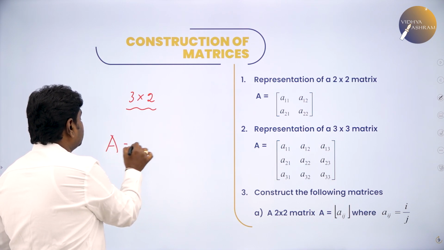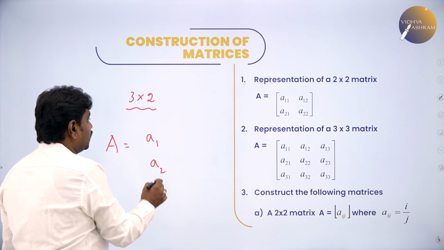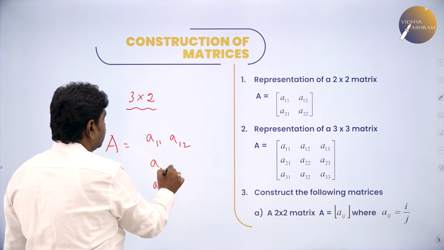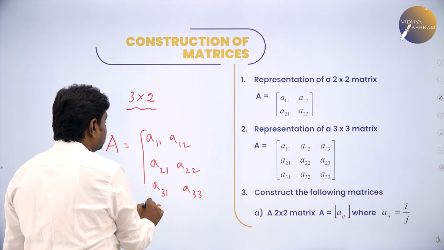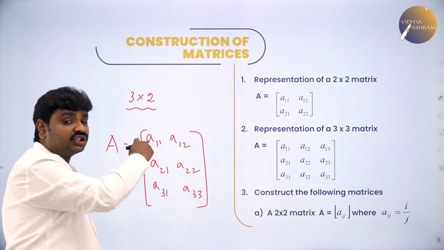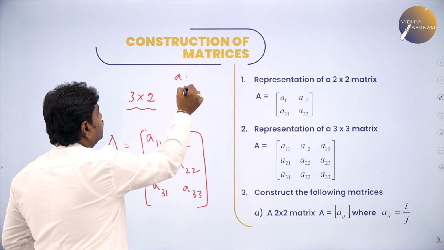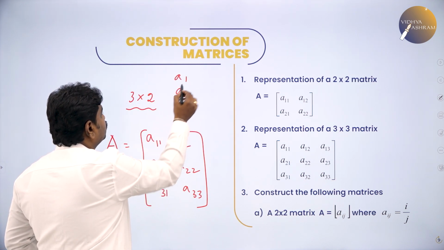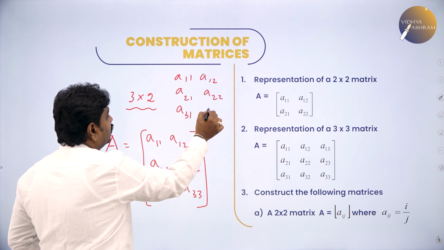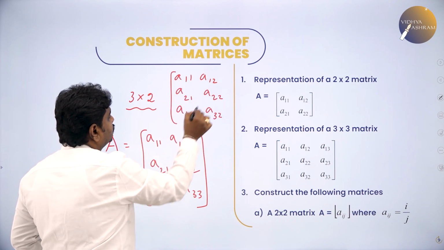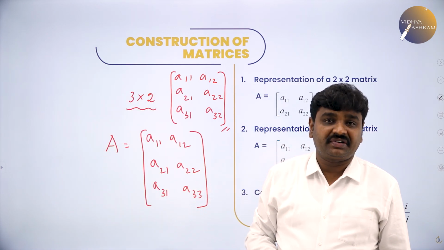So I'll write A is equal to 3 rows: first row, second row, third row, and 2 columns: A11, A12, that's all. A21, A22, A31, A32. This is a notation. This is a skeleton of a 3 cross 2 matrix. You can see 3 rows and 2 columns. First I wrote 3 rows, then how many columns? 2 columns, 1 1, 1 2, that's it. 2 1, 2 2, third row first column, third row second column. So I hope all of you understood what is construction of matrix.